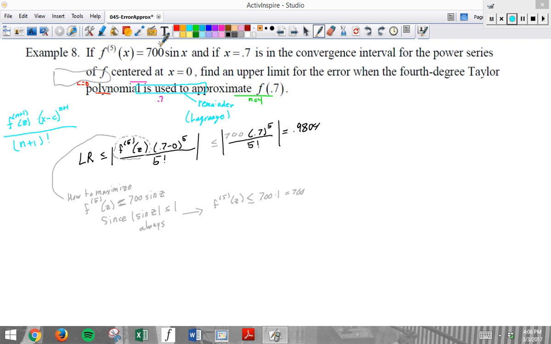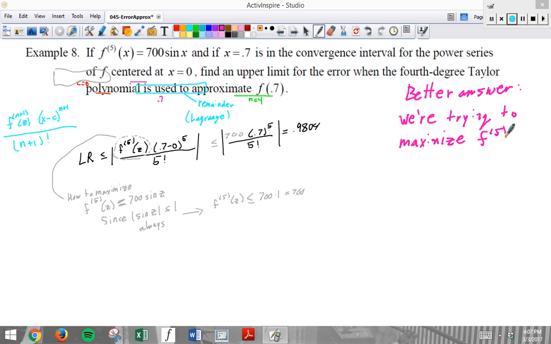Alright, here we go. All I wanted to mention was that a slightly better answer, we know we are trying to maximize the fifth derivative on the interval from 0 to 0.7.